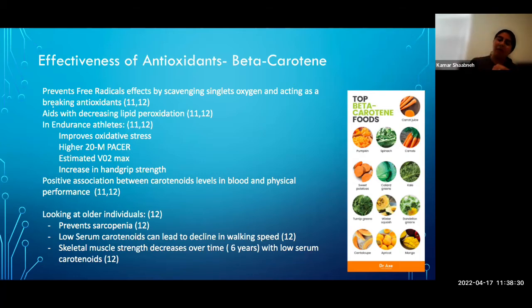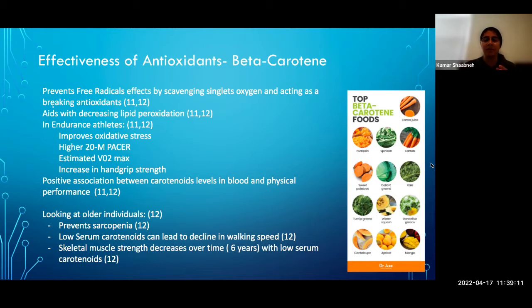So beta-carotene is the other form studied. So beta-carotene prevents free radical effects by scavenging singlet oxidants and acting as a chain-breaking antioxidant. So it's going to break the pro-oxidants. It aids with decreasing lipid peroxidation. So that basically means that process is when the free radicals will steal the lipids from the cell membrane, which will lead to cell damage, which we don't want. So beta-carotene will decrease that process. And in endurance athletes, which is the athletes that we're looking at because they use aerobic glycolysis, it improves oxidative stress.